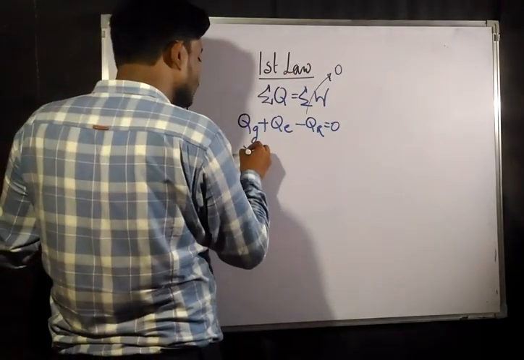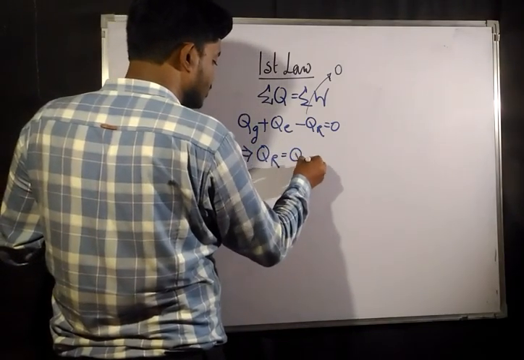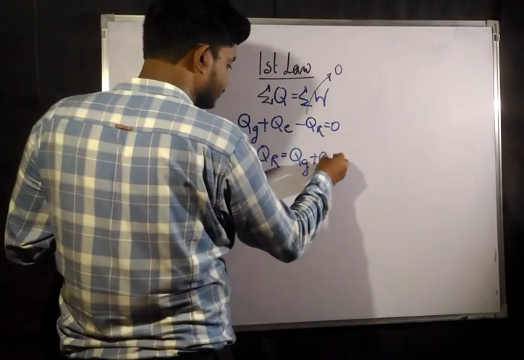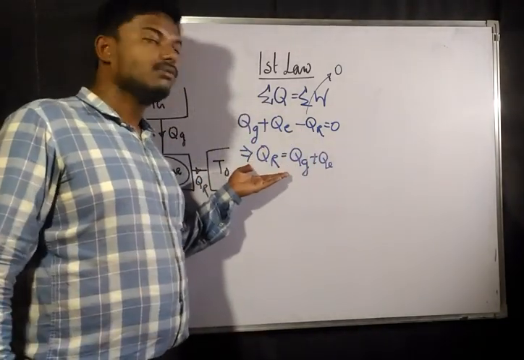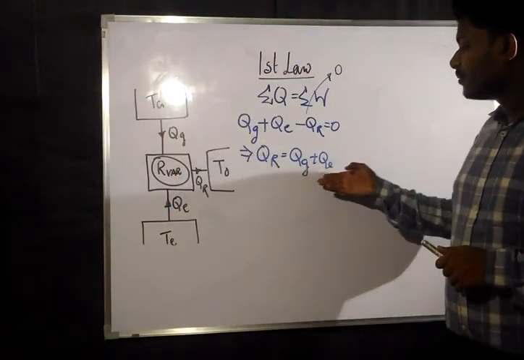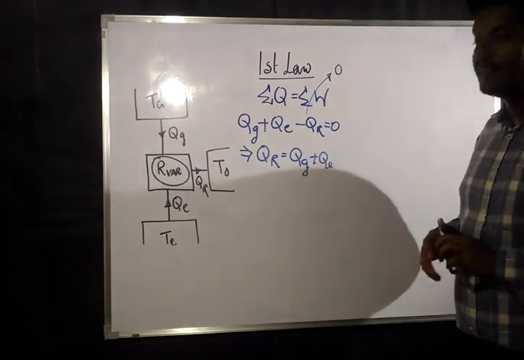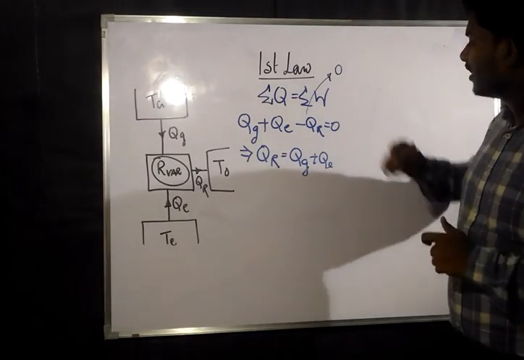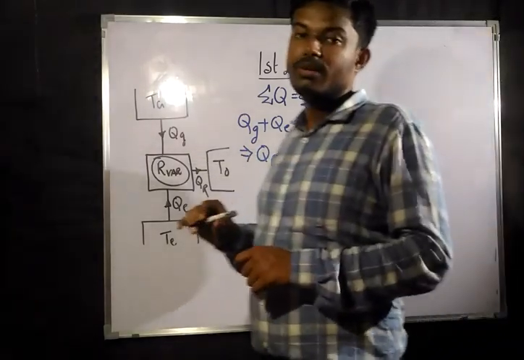So from this equation you can write QR is going to be equal to QG plus QE. So you can easily write that QR, or the amount of heat that has been rejected, is going to be equal to the total amount of heat that has been collected by the generator and from the evaporator. So from the first law of thermodynamics for a cycle, we are going to get this.